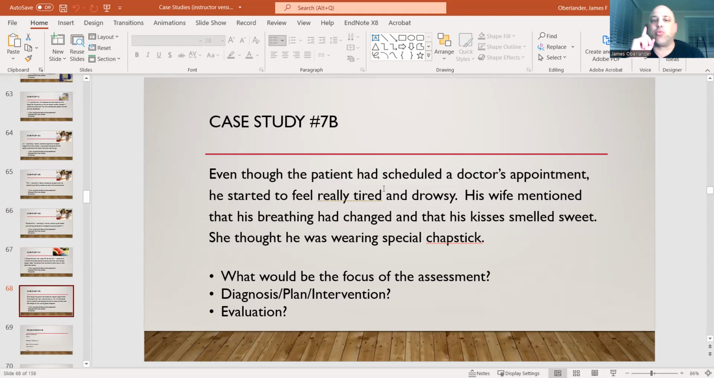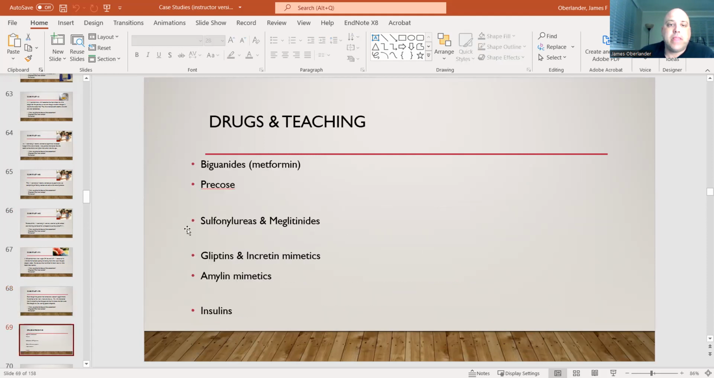Now remember, the really tired and drowsy does not alert you to either DKA or HHNKS because they're going to be tired and drowsy either due to the dehydration or the acidosis, but the sweet smelling breath gives you more specifics.